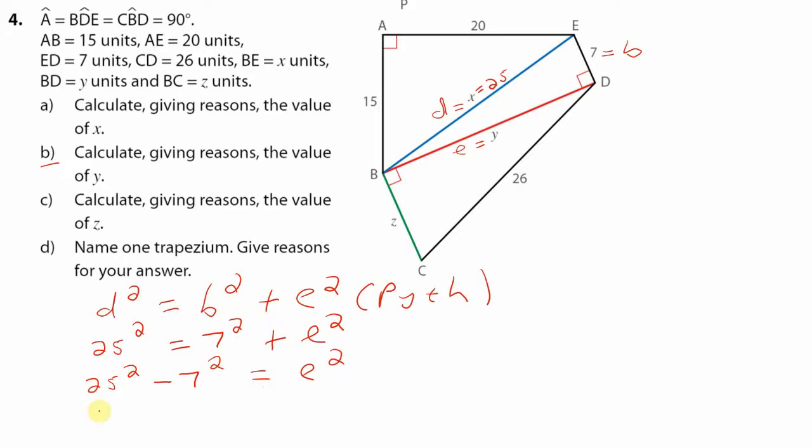So we can simplify now a bit. What is 25 times 25? Yes, it's 625. We subtract 7 squared. What's 7 times 7? It is 49. So that is all equal to e squared. So now what's 625 minus 49?